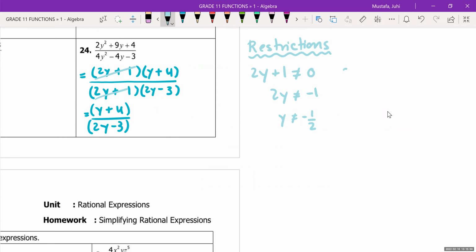The next one is 2y minus 3 cannot equal 0. So 2y cannot equal 3, and y cannot equal 3 over 2. So my 2 restrictions for this question are y cannot equal negative a half, and y cannot equal 3 over 2.